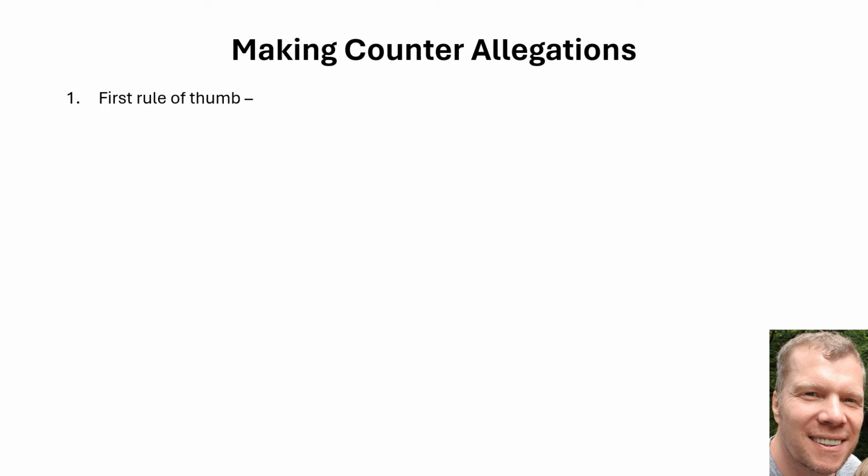When it comes to making counter allegations, follow this rule of thumb. Are they true? Are they relevant? That's very important. There's no point alleging something if it just has nothing to do with what you're there to decide. And are they necessary? I.e., if you make it, does it make a difference anyway?